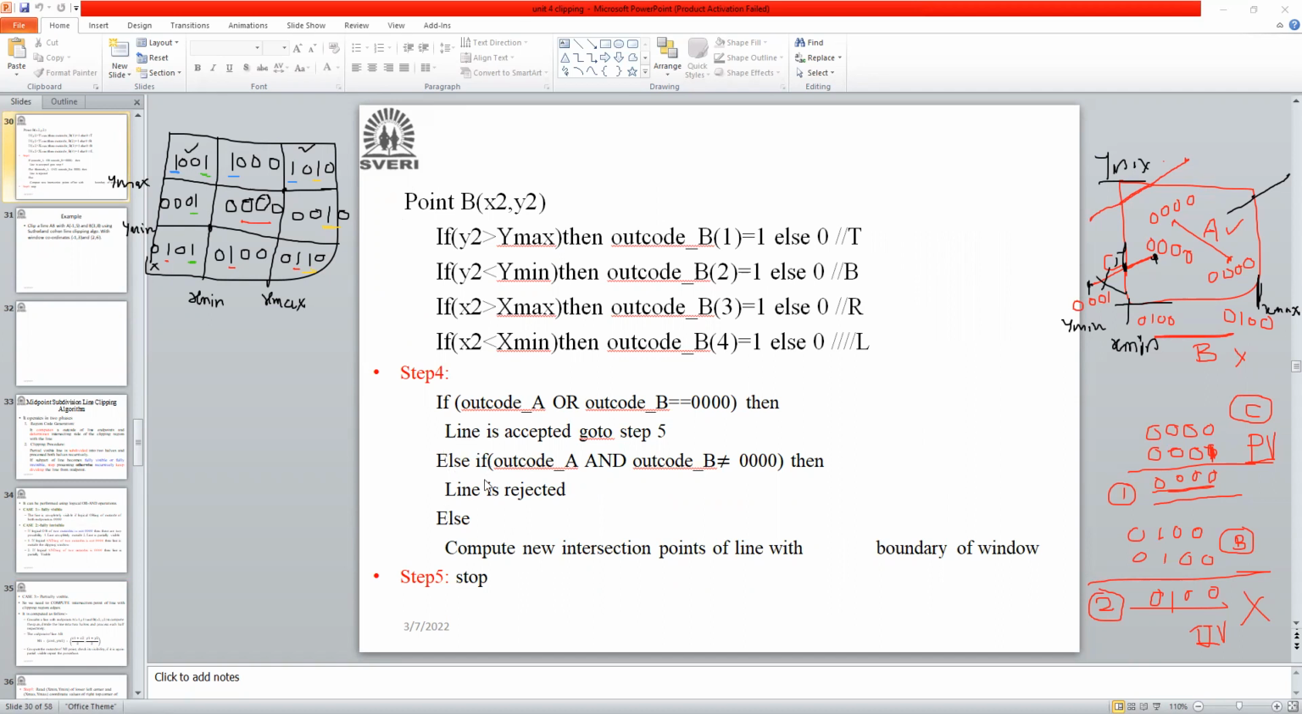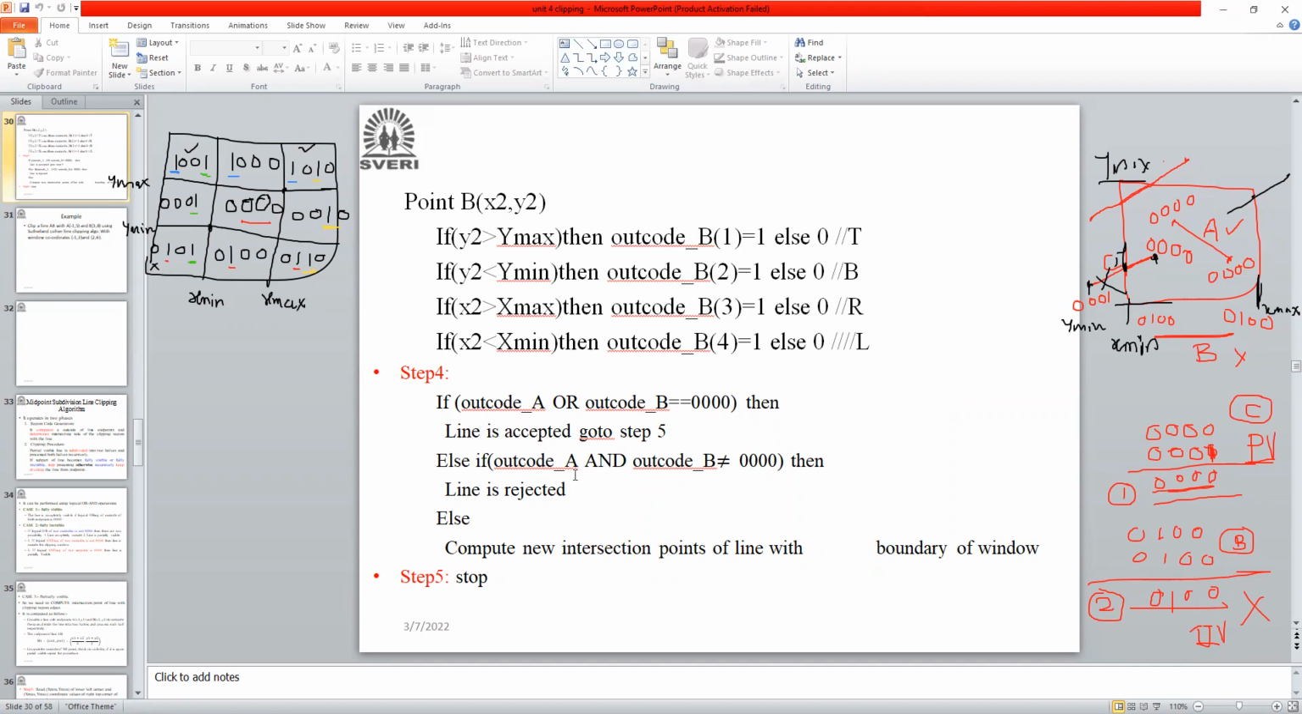And then you have to perform the first OR operation. If the OR operation of the end points of the line gives 0 0 0 0, that is your case 1. The OR operation gives you a result of all zeros, so the line is accepted, then stop.